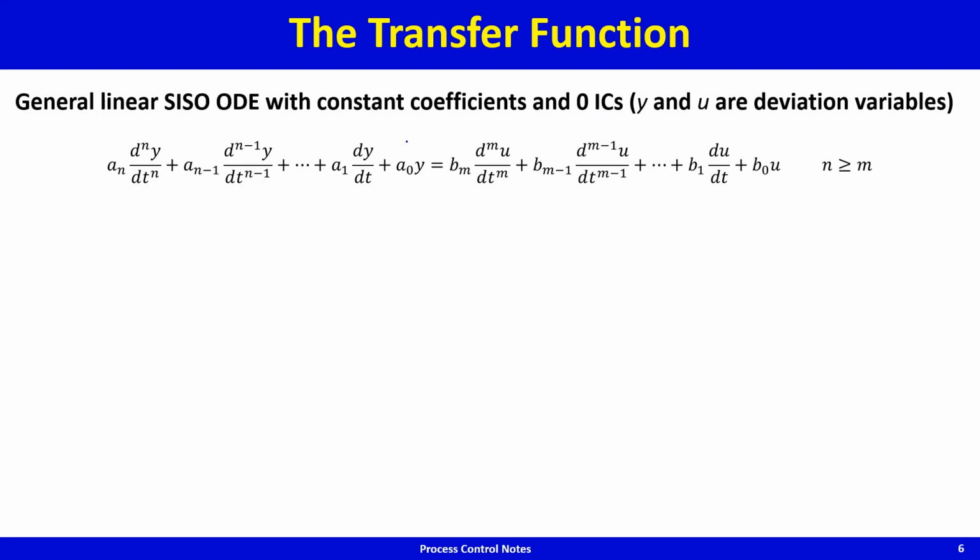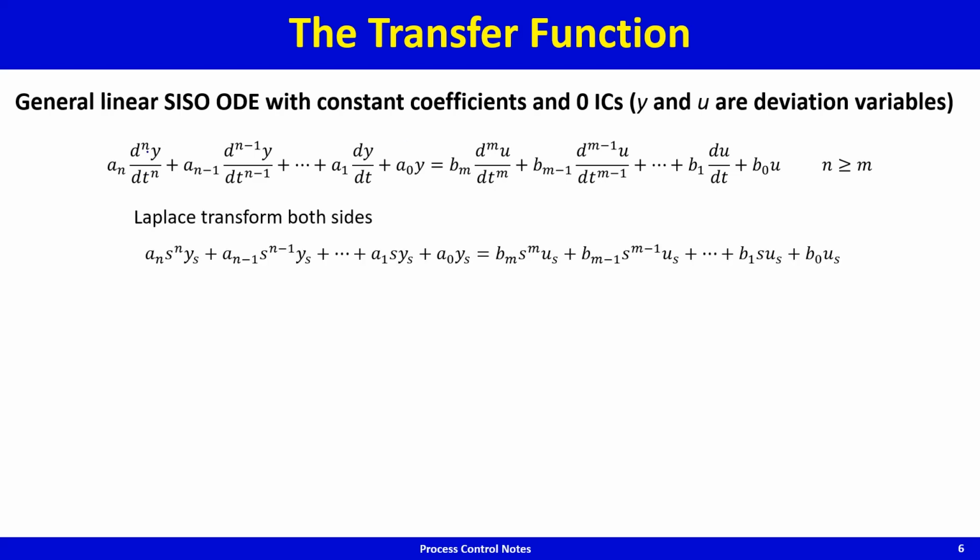Then if you take the Laplace transform of both the sides, with zero initial conditions, the Laplace transform of this is this, the Laplace transform of this is this, and the Laplace transform of this is this. And similarly for the other parts, it's just that the nth derivative is replaced by s to the power n. The mth derivative is replaced by s to the power m.